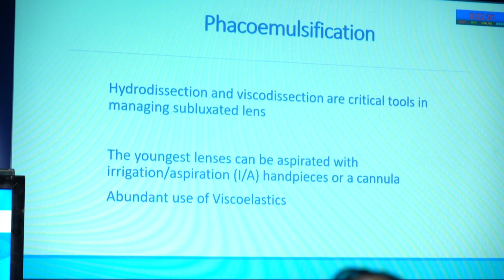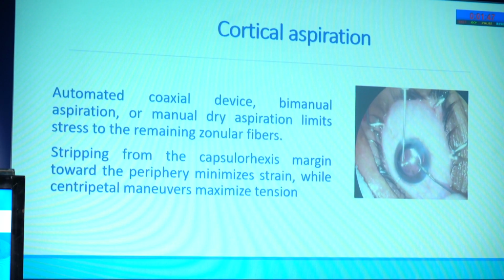Phacoemulsification should be done. Hydrodissection and viscodissection are critical tools in managing these subluxated lenses. The youngest lenses can be aspirated with irrigation aspiration handpieces, and abundant use of viscoelastics is a must. Good care has to be taken with cortical aspiration. The aspiration should be from the anterior capsular rim edge towards the equator and should not be directly sucked from the equator. Centripetally it should not be done. That might increase the zonular dialysis.